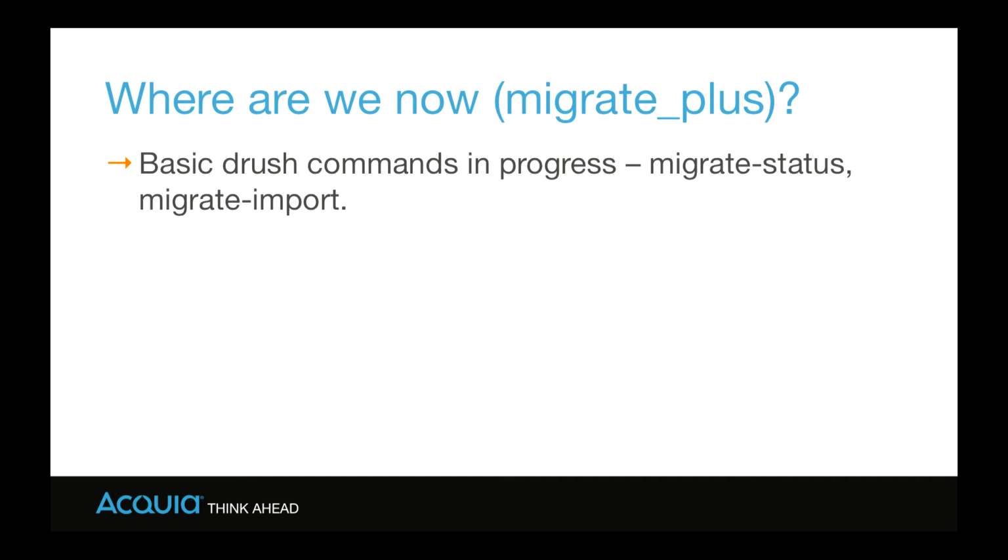You can specify a specific migration to run. You can run all the migrations. You can run a group of migrations with that. Rollback isn't there yet because the rollback support isn't in core yet. There's a patch for that. Needs a little bit more tweaking and review.